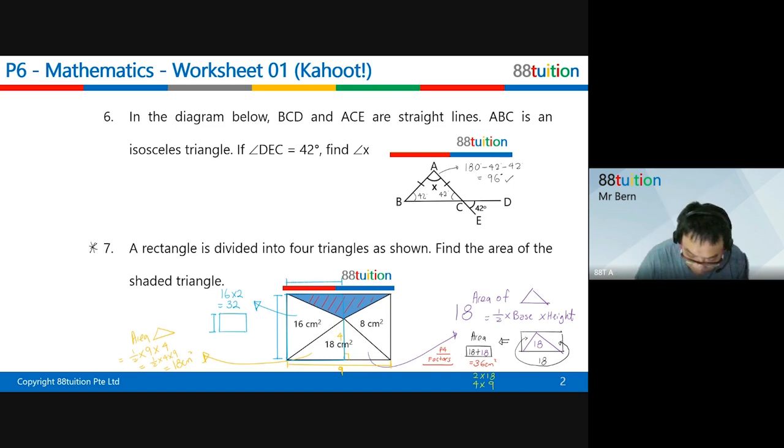So what times what gives you 32? So 32 is actually P4 factors. Can it be 4 times 8? So maybe down here is 4. Down here is 8. 4 times 8 gives you 32. Can you see that? Then the other one, this one also.